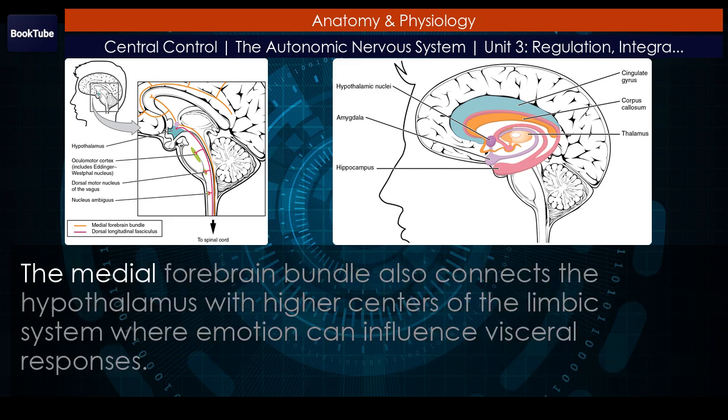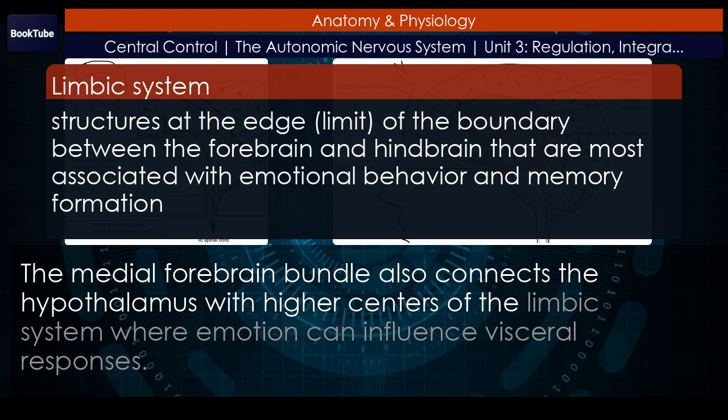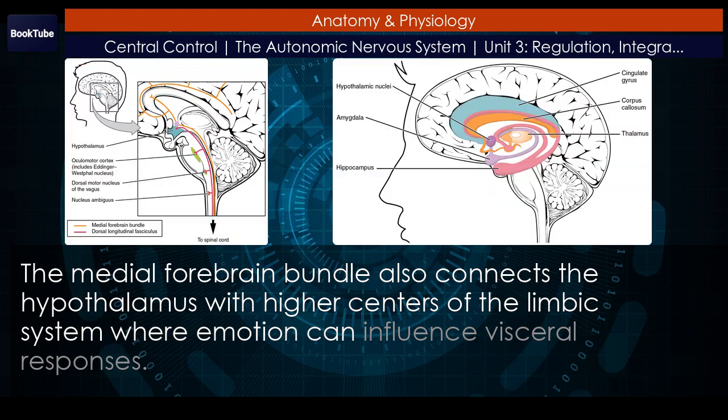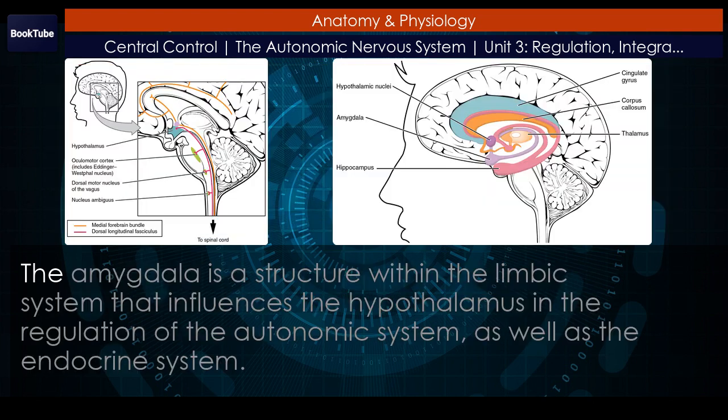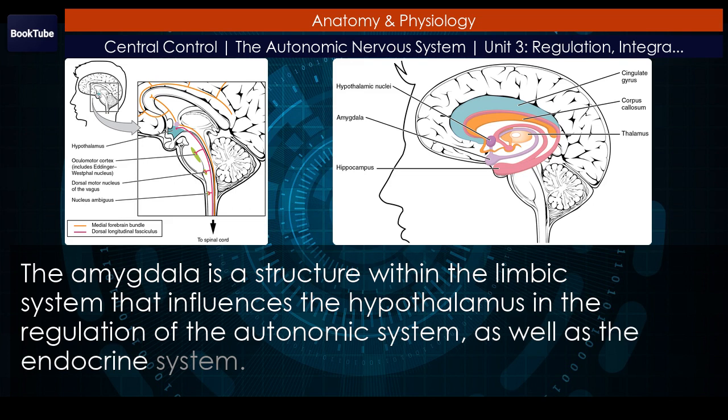The medial forebrain bundle also connects the hypothalamus with higher centers of the limbic system, where emotion can influence visceral responses. The amygdala is a structure within the limbic system that influences the hypothalamus in the regulation of the autonomic system, as well as the endocrine system.